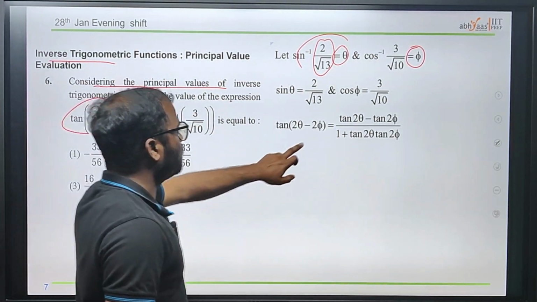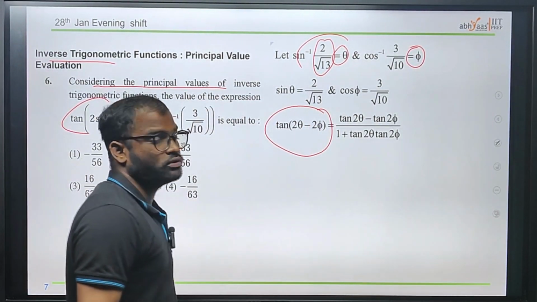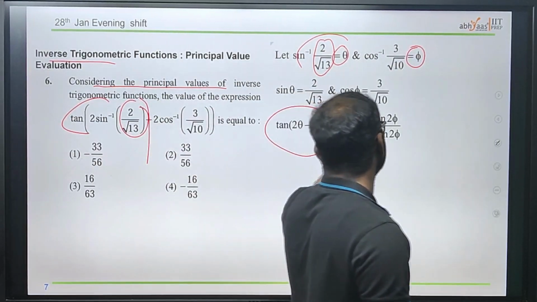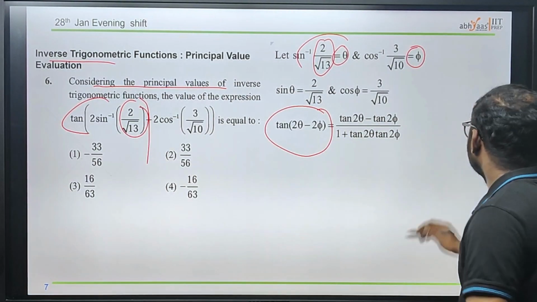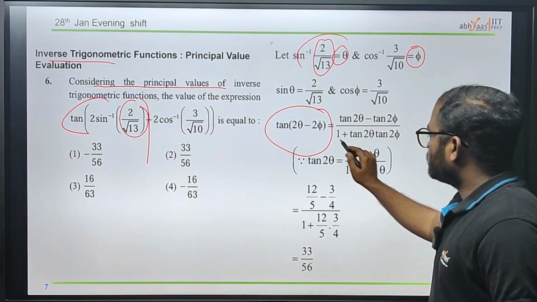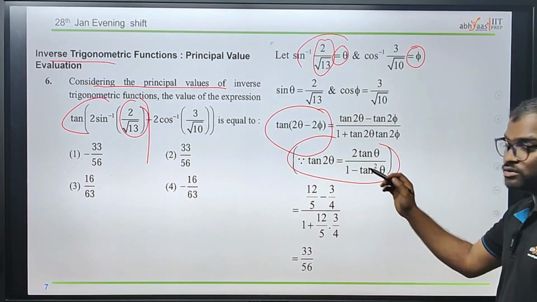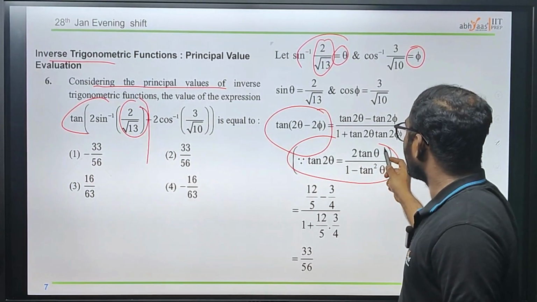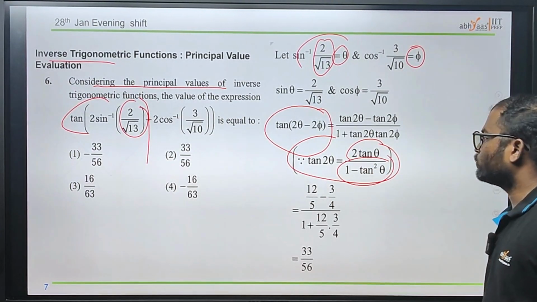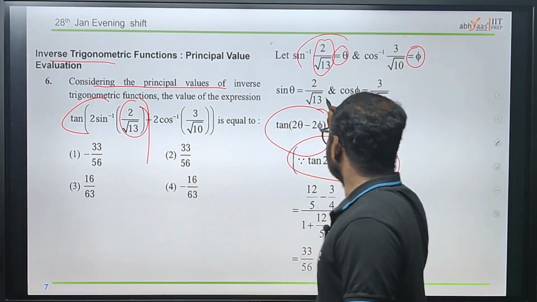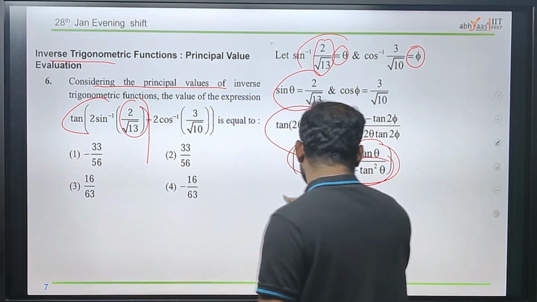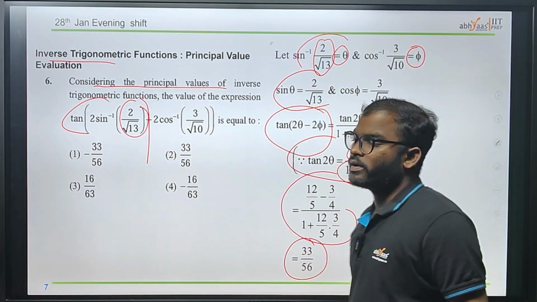Now just putting in this formula, we can substitute those values in sine 2 theta by cos 2 theta. Since tan 2 theta is equal to 2 tan theta divided by 1 minus tan square theta, we can also write this one as well. Therefore 2 tan theta divided by 1 minus tan square theta, which can be solved by using this one and this one. After substituting those values, 33 by 56 will be our answer.